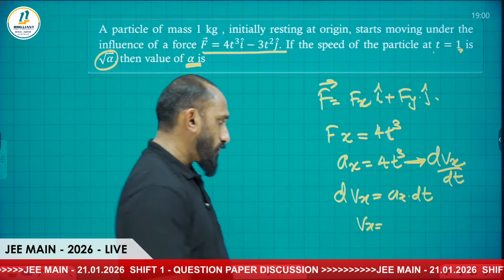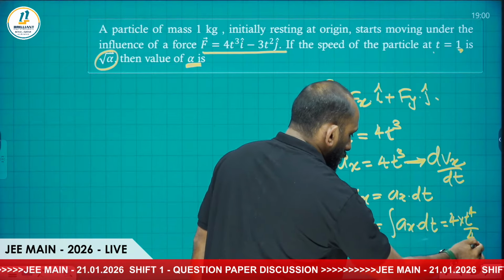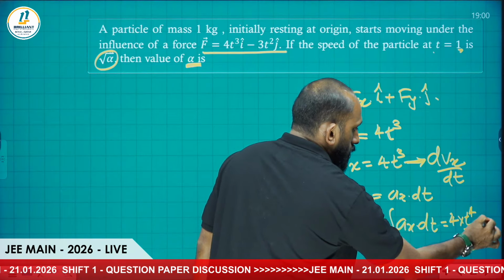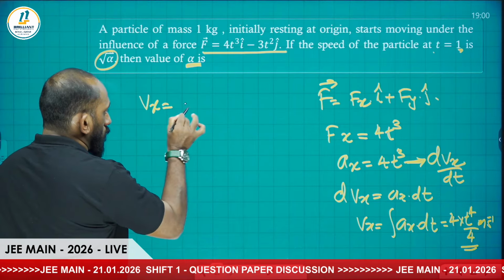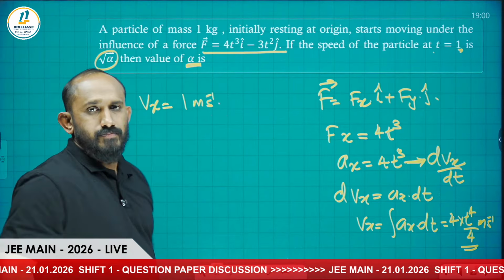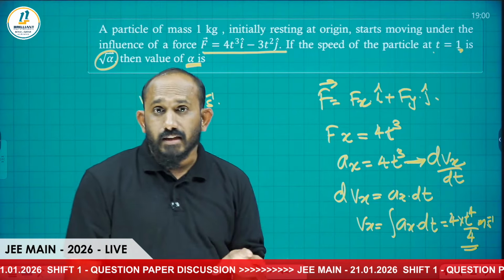So if you integrate, it will be 4 into t raised to 4 by 4. That is t raised to 4, that much meter per second. Now t is equal to how much? 1 second it is. So if you put t is equal to 1, then we have Vx is equal to 1 meter per second. So the x component of velocity is 1 meter per second.